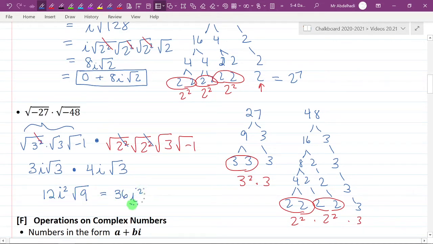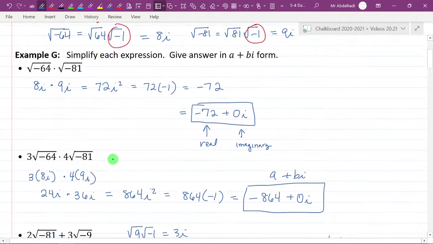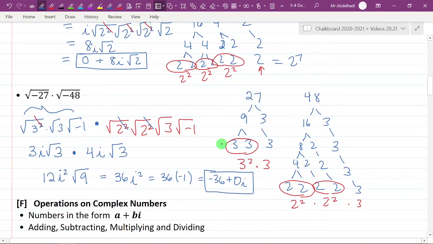And wait, I squared equals negative 1. So this is now 36 times negative 1, which is negative 36. Okay, but wait, it has to be a plus bi form, so we need to add a plus 0i. And finally, we're there. So you can see this problem took a little bit more work than the one up here, which looks like almost exactly the same thing because, well, you needed to make factor trees and stuff. All right, so that's basic adding and multiplying.